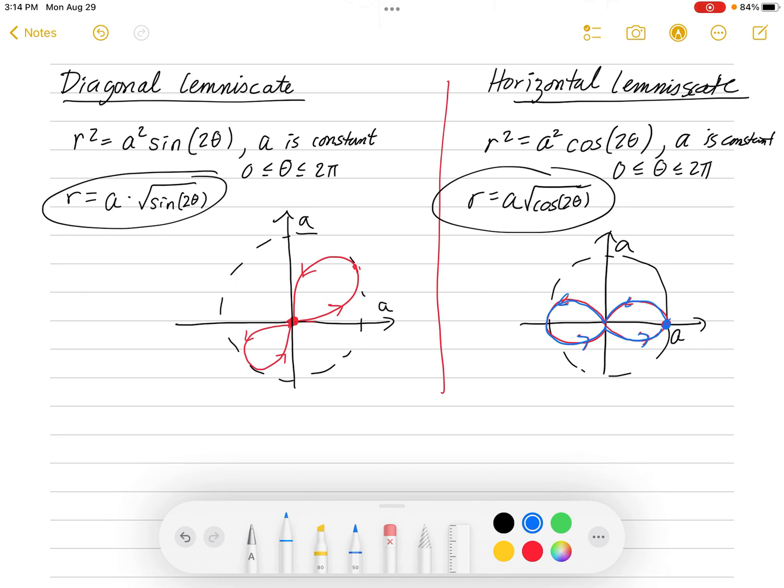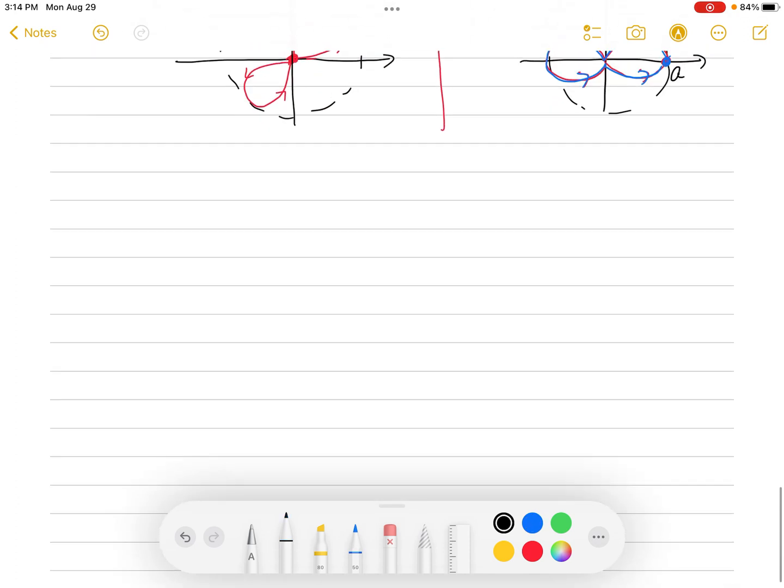I think if there are any other big ones, I think those are probably the ones I want you to know. So as far as exercises, let's see if we can sketch some polar curves. Sketch the polar curve.